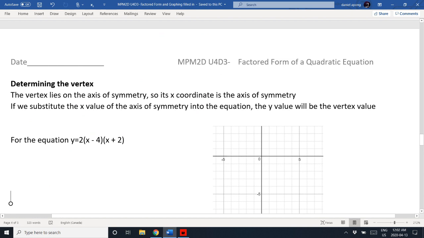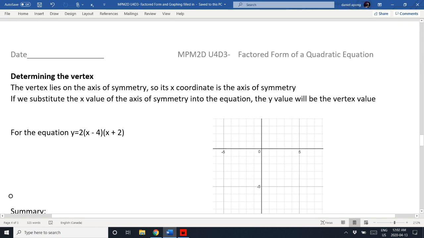Let's determine the last feature that we need to sketch our graph. Determining the vertex. The vertex lies on the axis of symmetry, so its x-coordinate is the axis of symmetry. If we substitute the x value of the axis of symmetry into the equation, the y value will be the vertex value. Okay, so we're just going to plug in our axis of symmetry value. We said the axis of symmetry was x is equal to 1, so we're just going to plug that into this equation and find what our vertex value is.